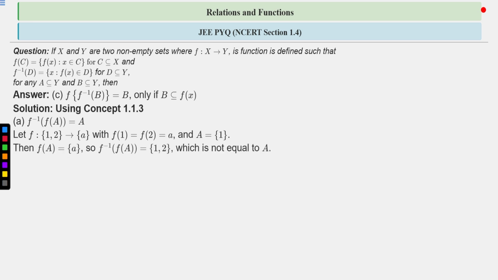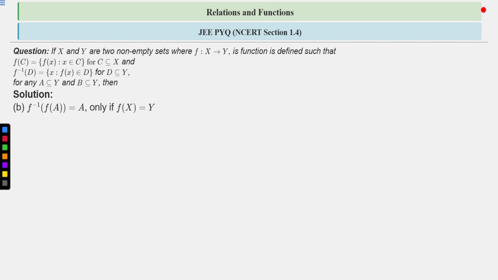Then f(A) will be equal to a, right? So f inverse of f(A) is equal to 1, 2, which is not equal to A, because A is basically 1. Clear? So option A is not correct here. Let us check more options.